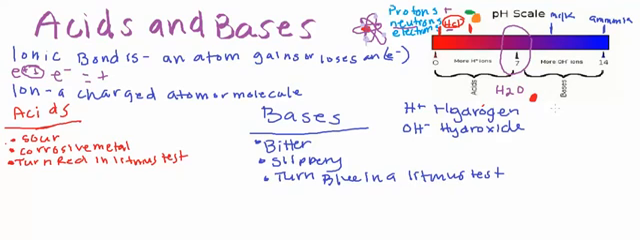So this is an overview of what acids and bases are. Acids have more hydrogen ions when placed in water and dissolved, and bases have more hydroxide ions when placed in water. An ionic bond is when an atom gains or loses an electron. An ion is a charged atom or molecule. A proton is a positive charge, a neutron is neither positively nor negatively charged, and an electron is a negative charge.